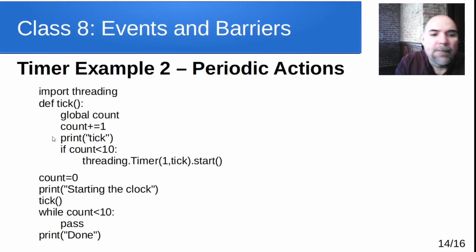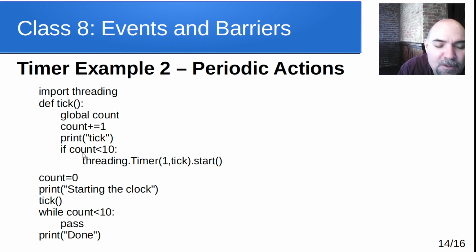All right. So I have defined this tick function, and what it does is it has this global count, which means I'm accessing this global counting variable. I'm adding 1 to that. And if we have more than one of these things running this function, we maybe want to protect that with a lock or something like that. But for right now, we'll just leave it like that. But then we print out tick. That's all it does, is print out tick.